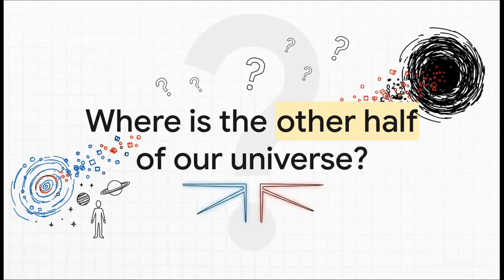And really, this is the question that keeps physicists up at night. See, the Big Bang should have created matter and antimatter in perfectly equal amounts. If that's true, then everything we can see and touch, the stars, the planets, everything, is literally only half of the story. So you have to wonder, where in the universe is the other half?